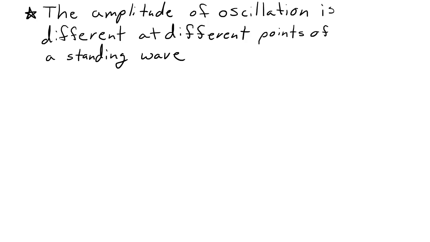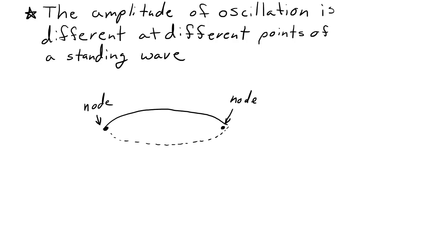The amplitude of the oscillation of the standing wave is different at different points. For example, if I look in between two nodes, the amplitude of oscillation at the nodes is 0. And as I progress toward the antinode, the amplitude of the oscillation increases until I reach the antinode, at which point the amplitude of the oscillation is at maximum.